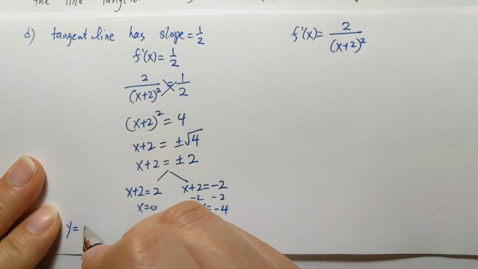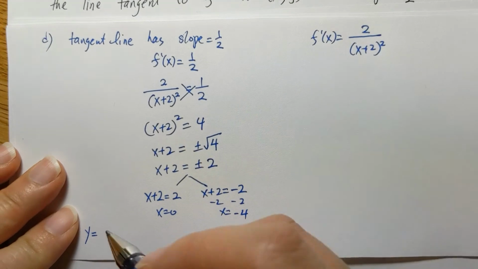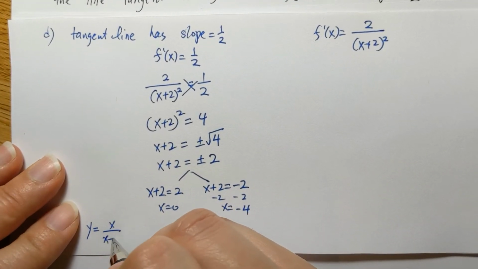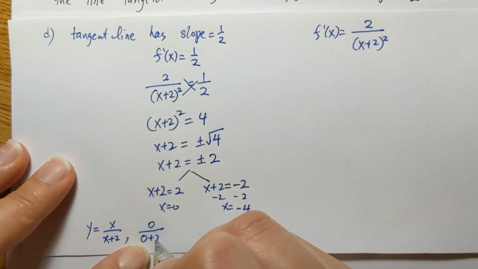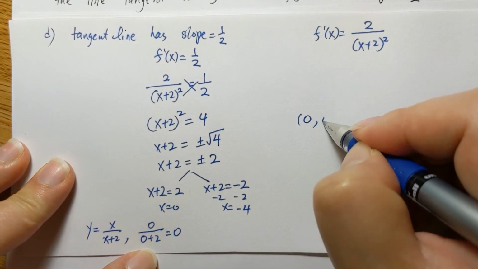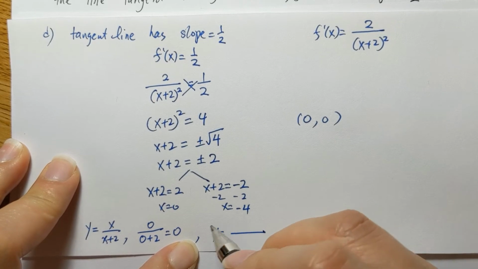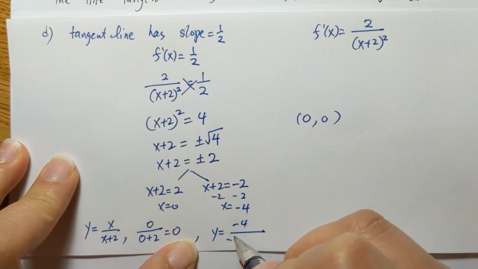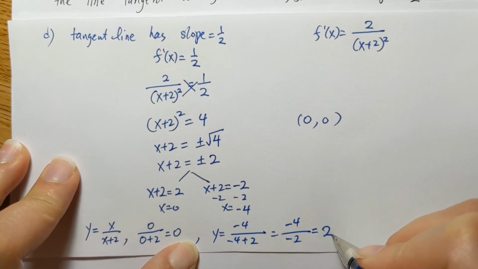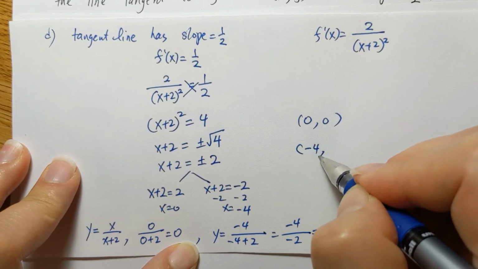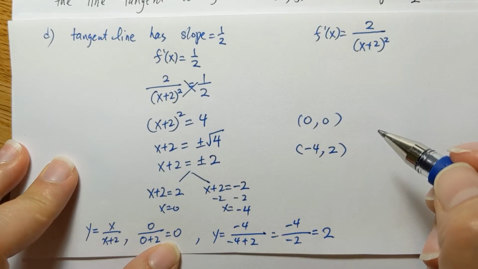So y equals the function. If you're going to find the y value, always go back to the original function. So y equals x over x plus 2. So you get 0 over 0 plus 2, which is 0. So you get (0, 0). Then you substitute the negative 4: negative 4 over negative 4 plus 2, so you get negative 4 over negative 2, which is 2. So you have (negative 4, 2). So we found 2 points. So we finished part D.